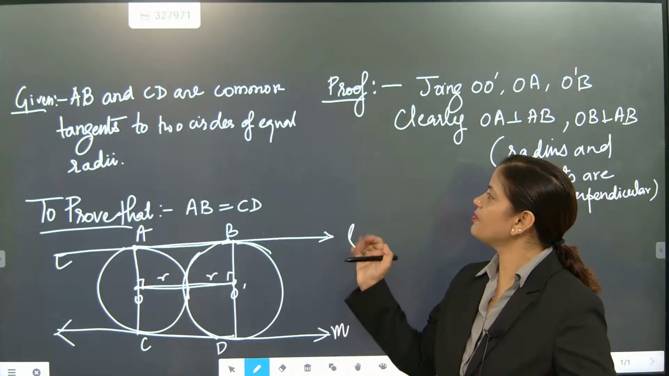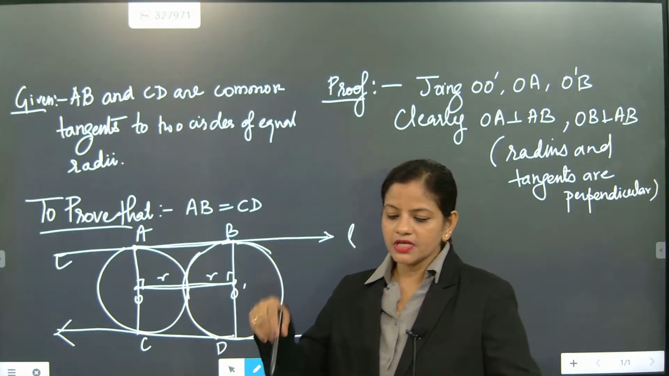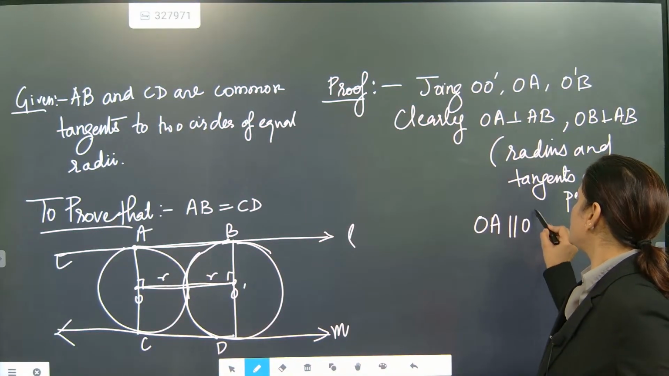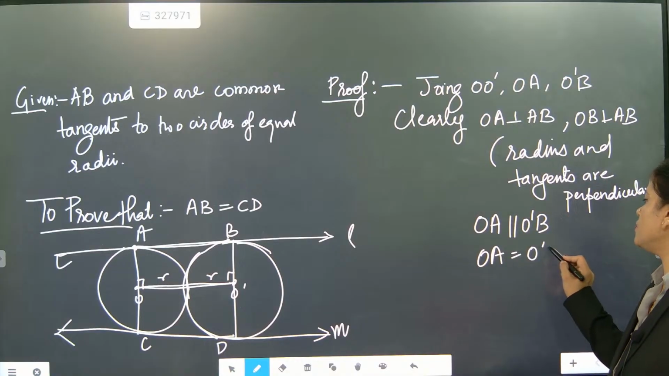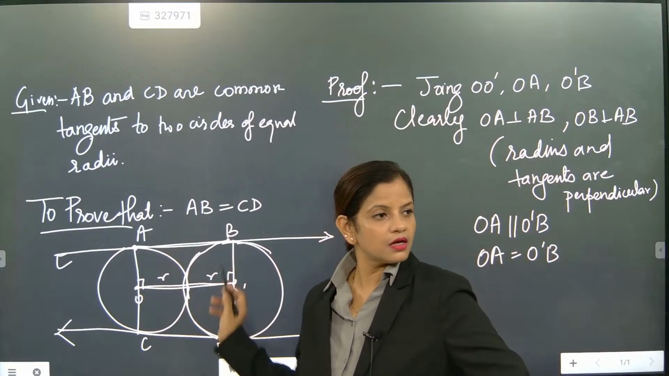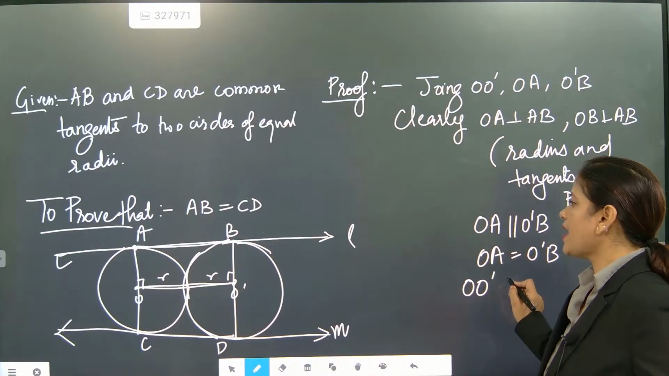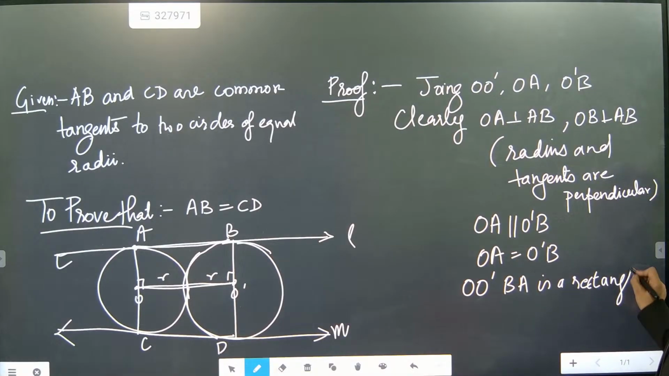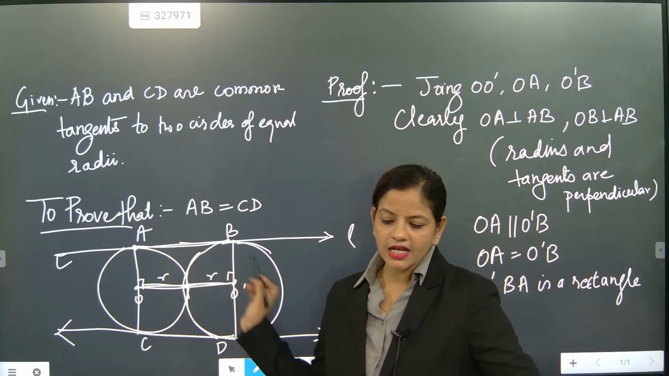So if radius and tangents are perpendicular, now what we can say here is OA will be parallel to O dash B. Correct now? Because the diameter of this part is coming, so we can say OA is parallel to O dash B. Another thing is OA is also equal to O dash B. So what conclusion can we draw? This is a rectangle. O dash BA is a rectangle. Why? Because this distance and this distance are equidistant, so they are exactly parallel also.